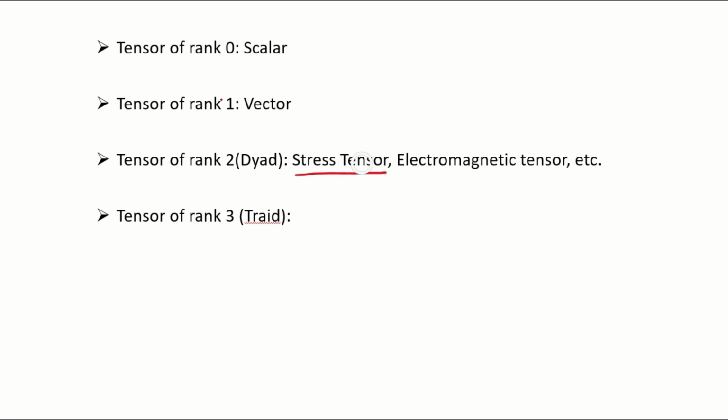So these two are examples of tensor of rank 2, and a tensor of rank 2 is also called a dyad. In this way we can define a tensor of rank 3, and a tensor of rank 3 is called a triad. Now vector, what is a vector? Let me take an example of a vector 1, 2 and minus 3. I can represent this as i plus 2j minus 3k, and 1, 2, minus 3 are the components.